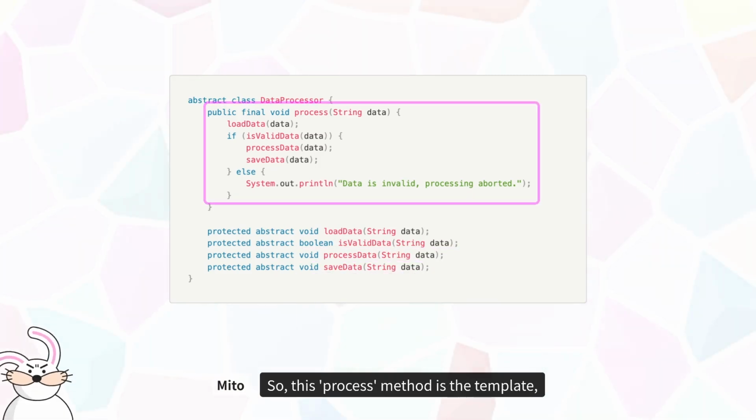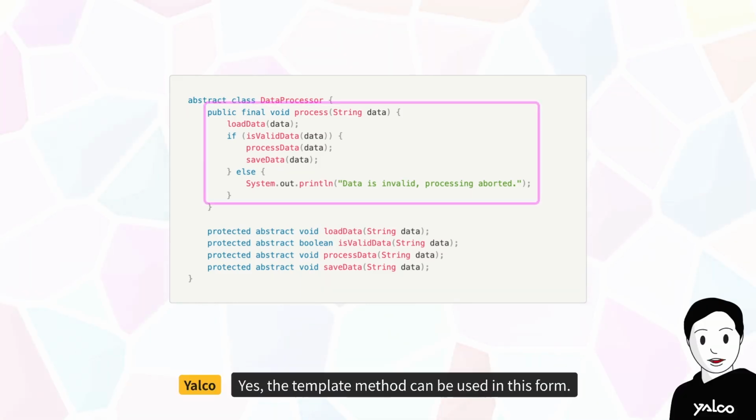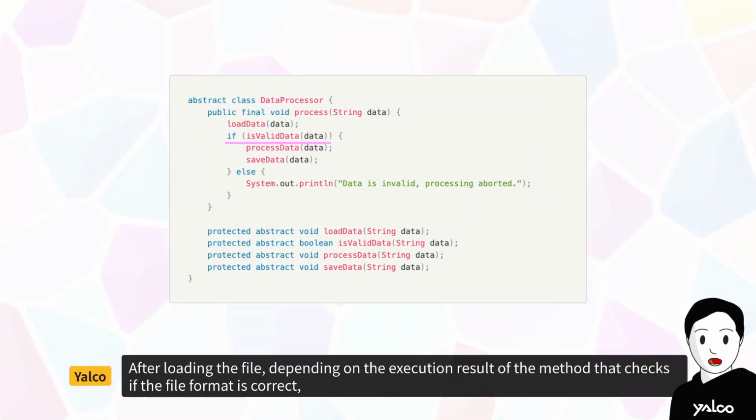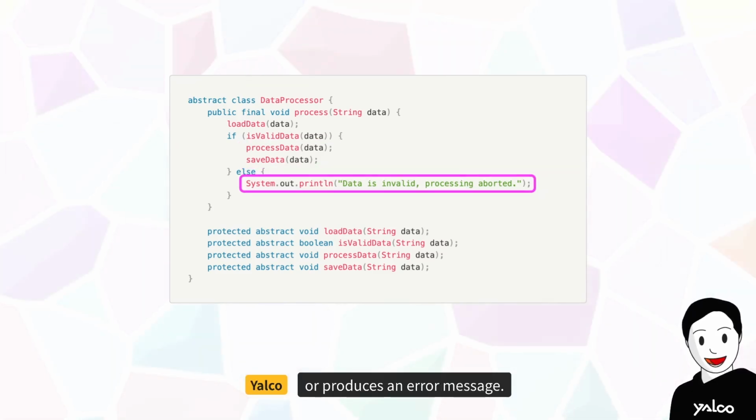So, this process method is the template. Here, instead of just executing these in order, it uses a conditional statement based on one of them. Yes, the template method can be used in this form. After loading the file, depending on the execution result of the method that checks if the file format is correct, it either executes the remaining two methods or produces an error message.